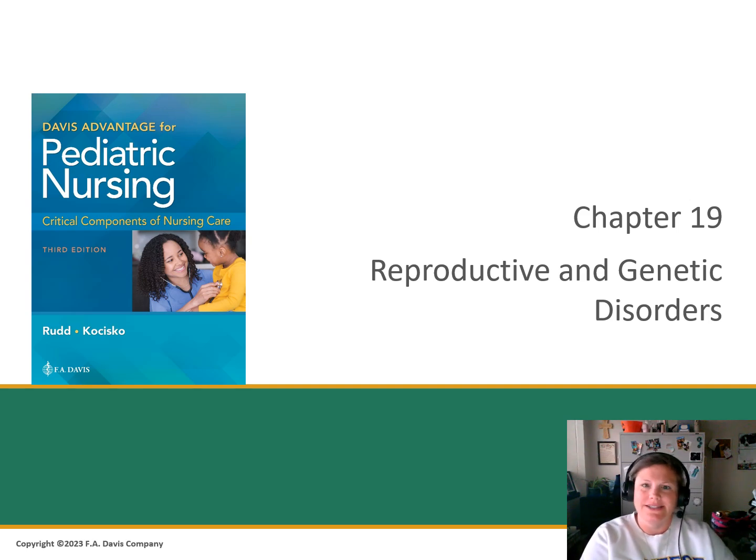Chapter 19, Reproductive. It's titled Reproductive and Genetic Disorders, but the genetic content we covered in Unit 1 in conjunction with Chapter 7, so this is going to just focus on the reproductive content from this chapter, and this is a supplement to Chapter 11 on adolescence, so those should both be viewed simultaneously.